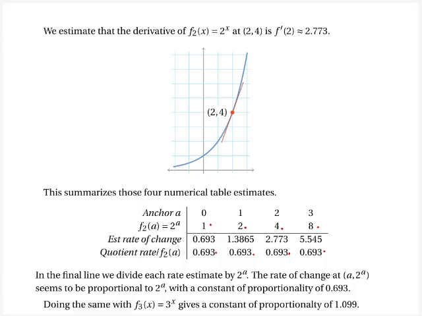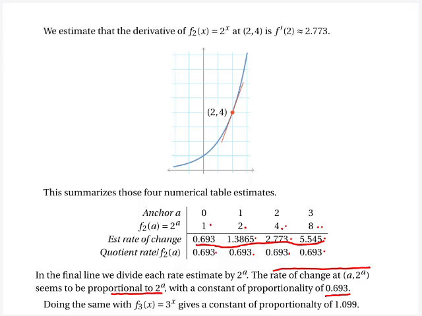Okay, so the rate of change seems to be proportional to 2 to the a. That is to say, there is some constant, namely 0.693, where if you take 0.693 and multiply it by 2, you get this number. If you take 0.693 and multiply it by 4, you get this number. If you take 0.693 and multiply it by 8, you get this number. So there's a constant proportionality. The rate of change at a comma 2 to the a seems to be proportional to 2 to the a. So the rate of change is proportional to the value with a constant of proportionality of 0.693.